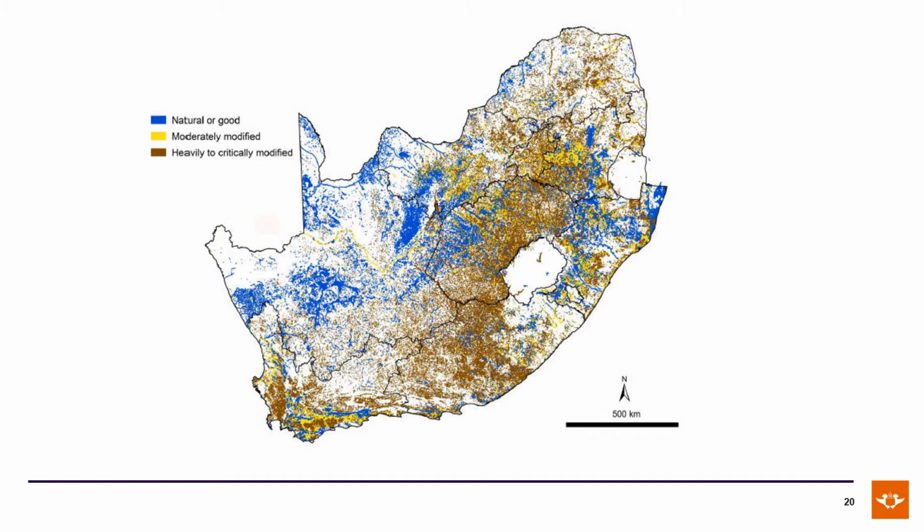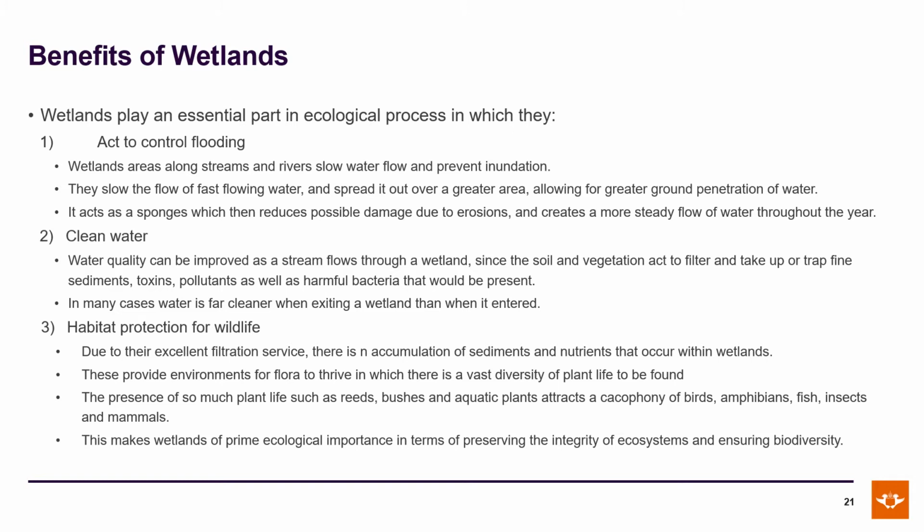Wetlands play an essential part in the ecological process in which they act to control flooding, they clean water, and they also serve to protect the habitat for wildlife. So in terms of controlling flooding, wetland areas along streams and rivers slow water flow and prevent inundation. This is since they slow fast-moving water by spreading it out over a greater area and allow for greater penetration of water. In this, they then act as a sponge, which reduces the possible damage due to erosion and creates a more steady flow of water throughout the year.